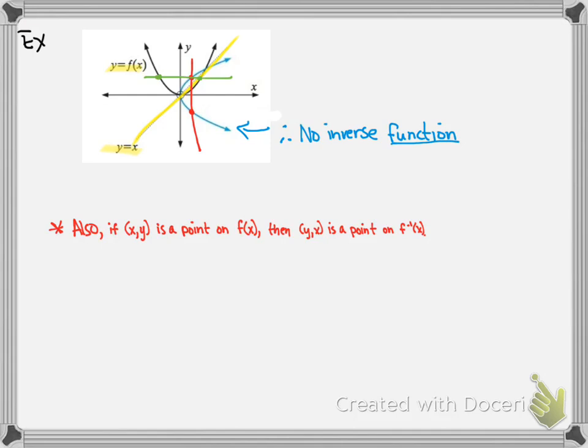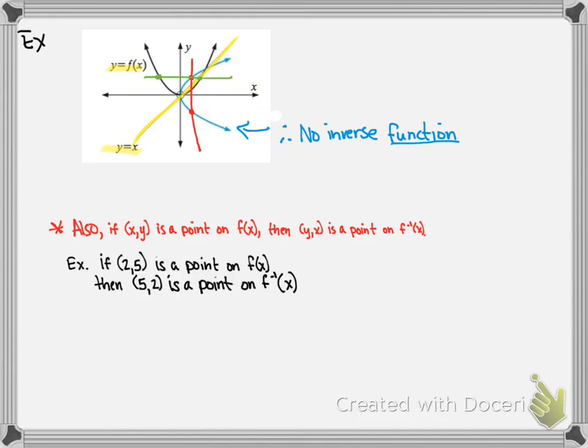Also, and this will be helpful when you're graphing inverses, if x comma y is a point on f of x, then y comma x is a point on the inverse function of x. So the points switch the x and y values. For example, if 2 comma 5 is a point on f of x, then if we switch the values, 5 comma 2 is a point on the inverse function of x.